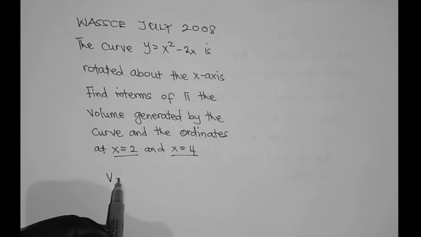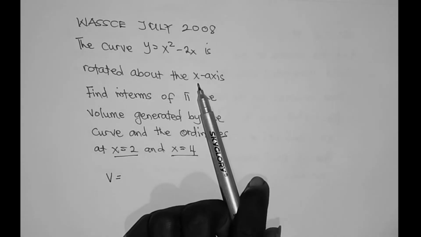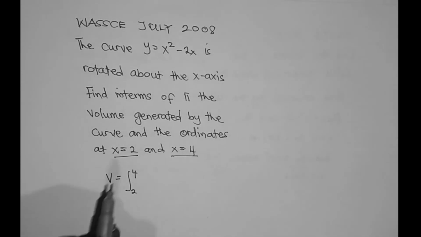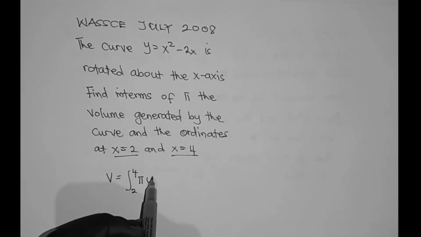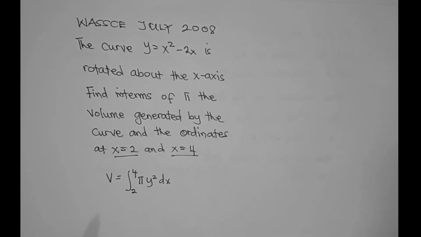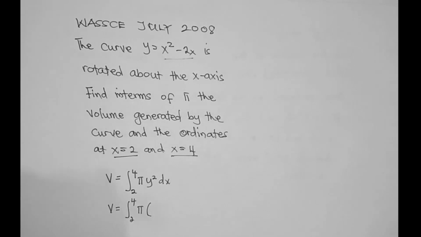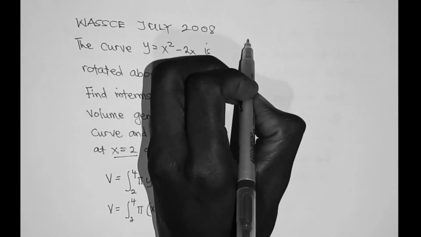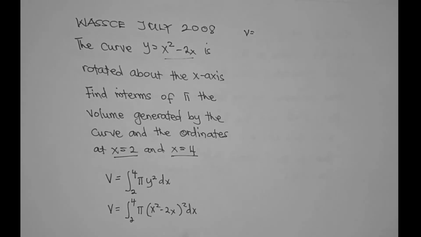But we know that the volume of the solid generated, since it is about the x-axis, is equal to the integral from the lower limit 2 to 4 of pi y squared dx. So the volume of the solid generated is equal to the integral from 2 to 4 of pi times (x squared minus 2x) all squared dx. So the volume V is equal to, now let's expand this, but I want to pull the pi out of the integral since it's a constant.